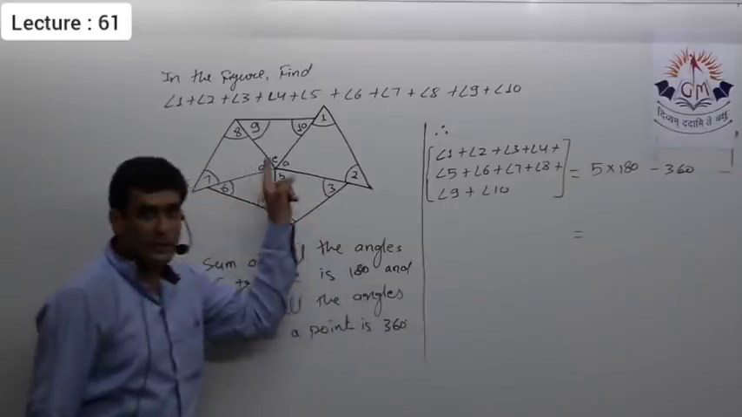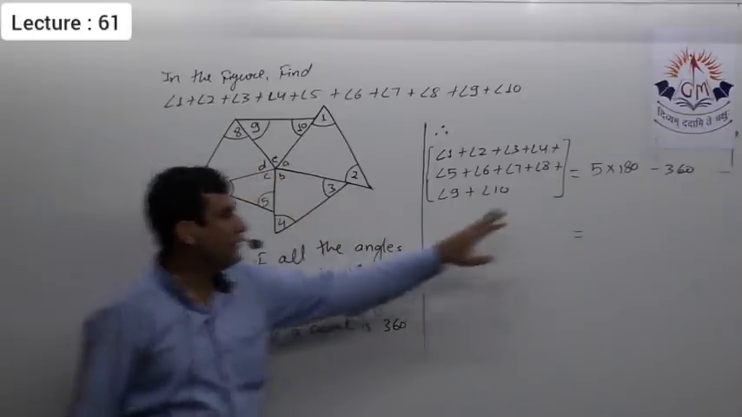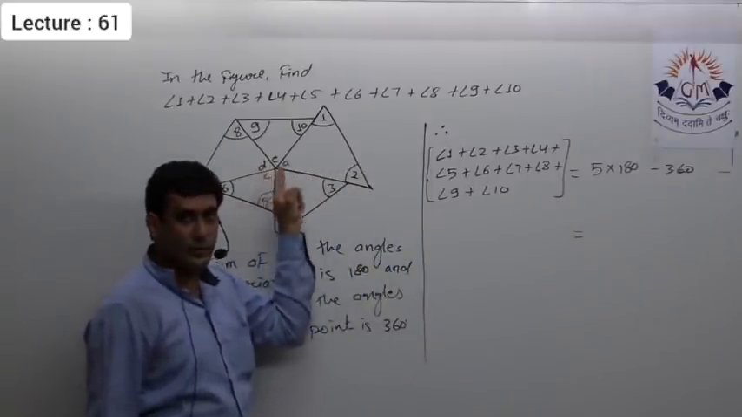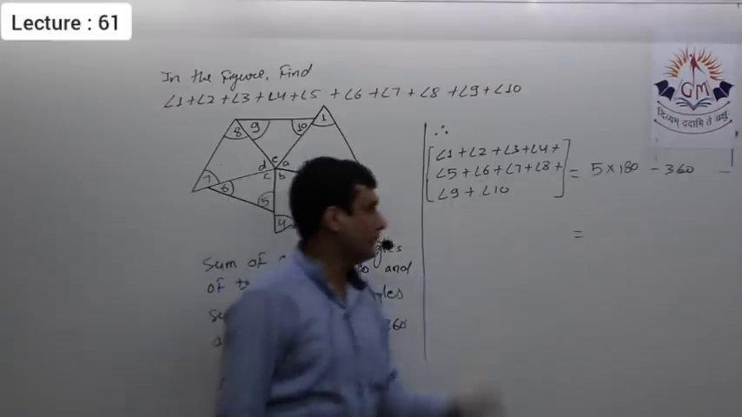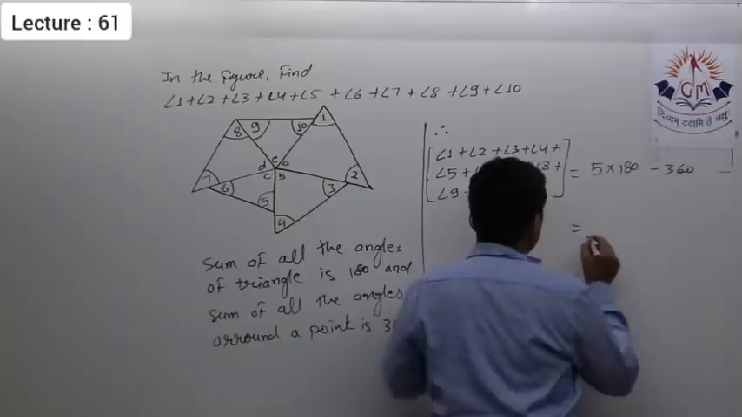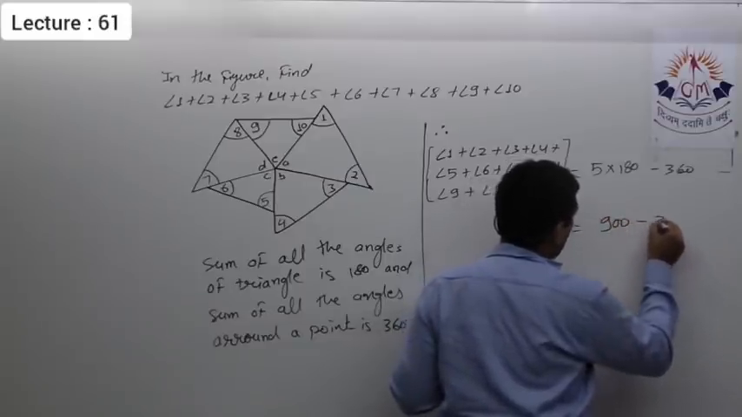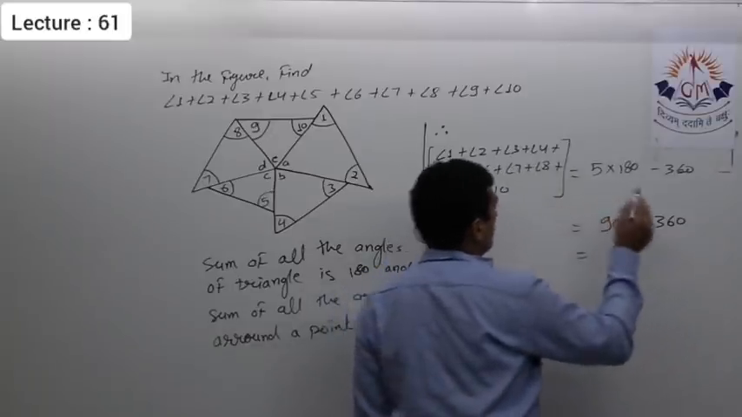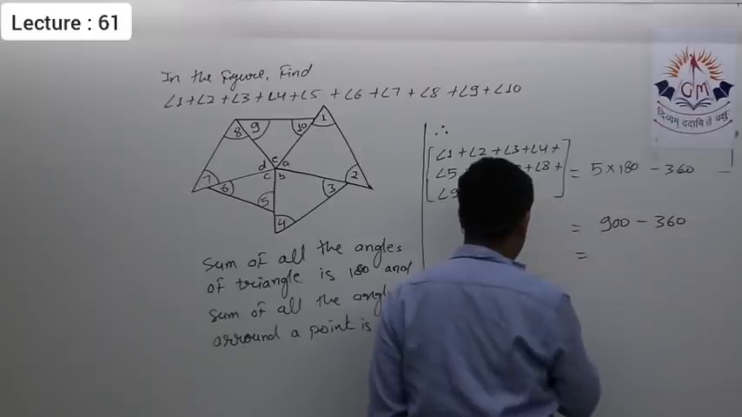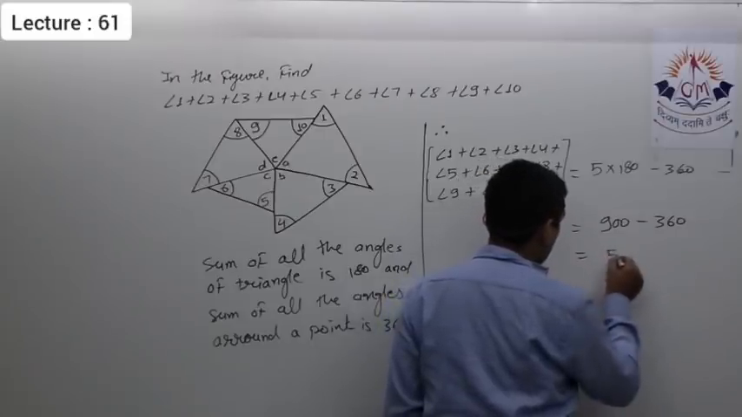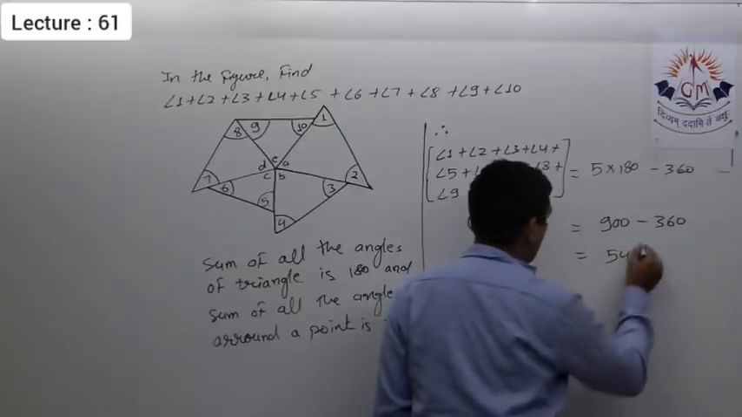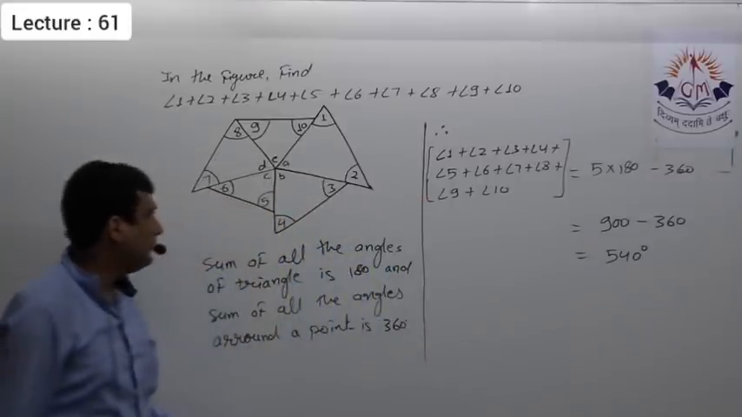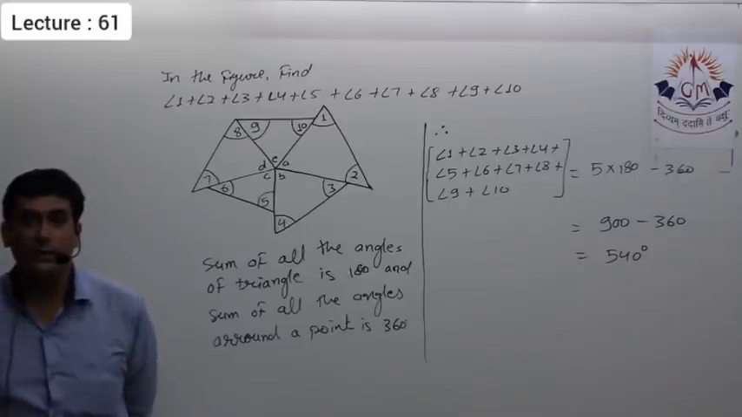Because there are 5 triangles, the sum of all the angles including this central angle is 360 degrees. But here I added these angles extra, so I am subtracting this, and this sum is 360 degrees. So here I can write 900 minus 360 degrees. That is 540 degrees. Okay, so this is the sum of angles 1, 2, 3, 4, 5, 6, 7, 8, 9, 10. So please note it down, then we'll see the next question.